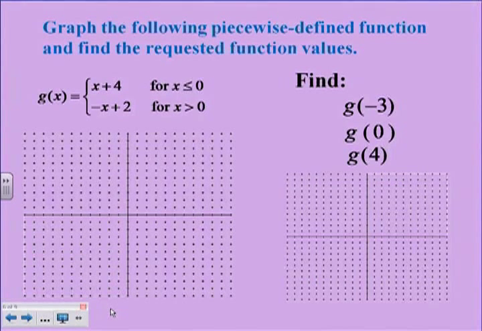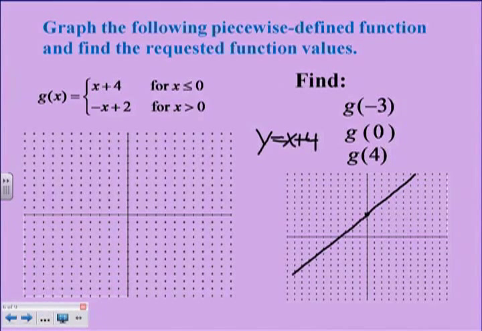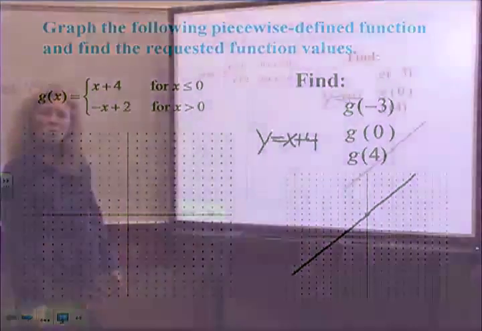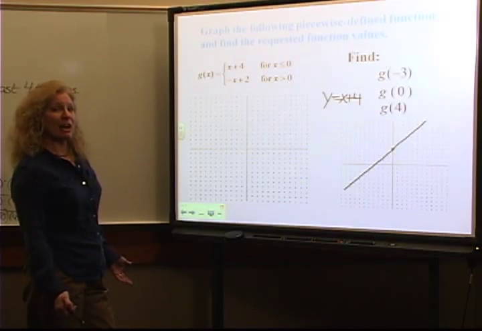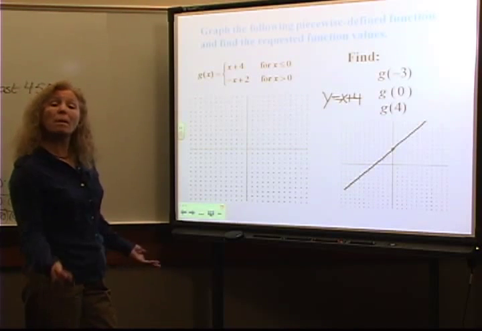You know what y equals x plus 4 looks like. If I want to graph y equals x plus 4, you know that's a straight line. You know it has a y-intercept of positive 4. 1, 2, 3, 4. You know it has a slope of 1. And so you know very well, there's your graph. Okay? Now, I need just a piece of that graph. Okay, what piece do I need?